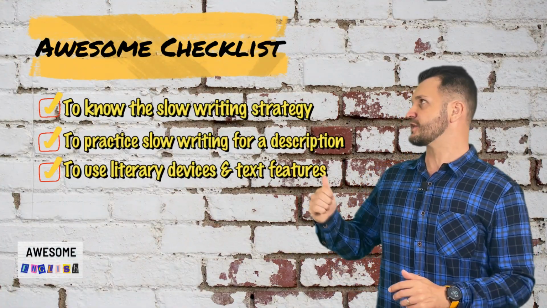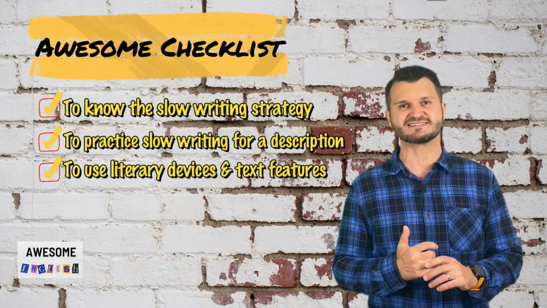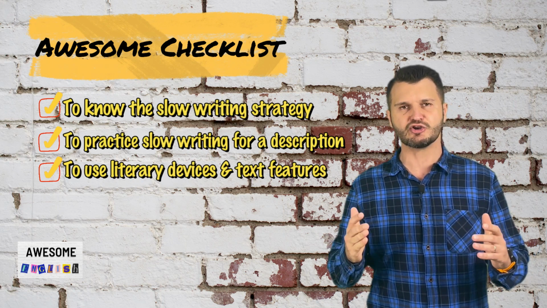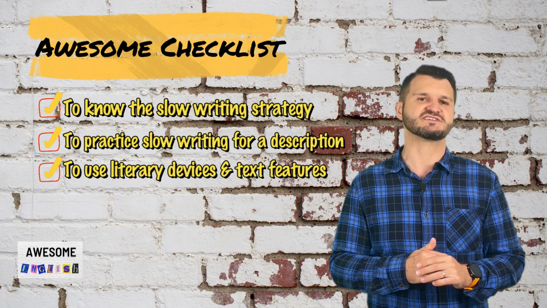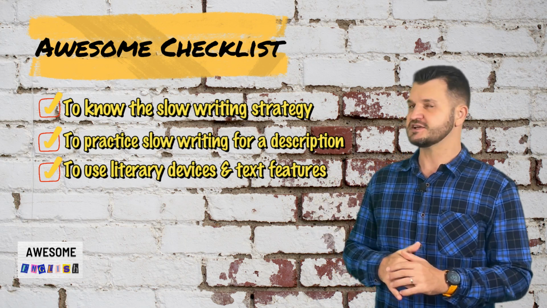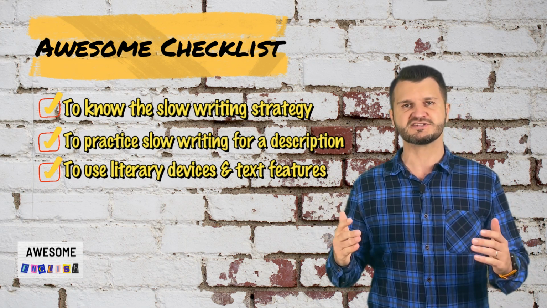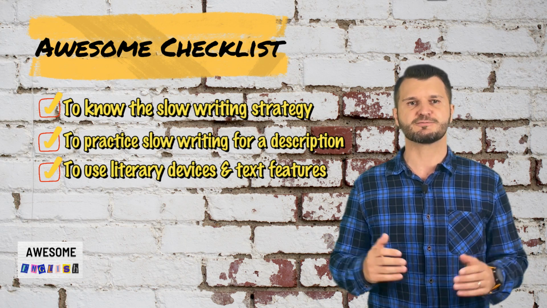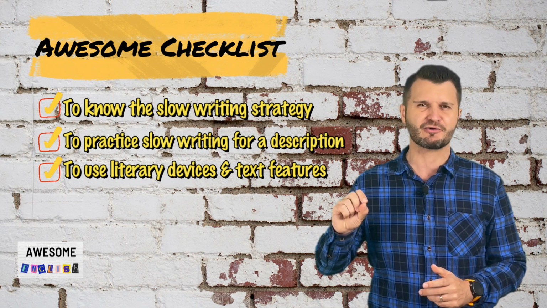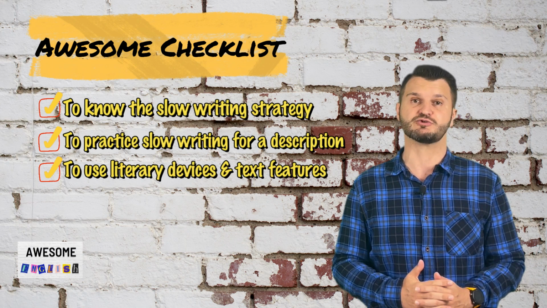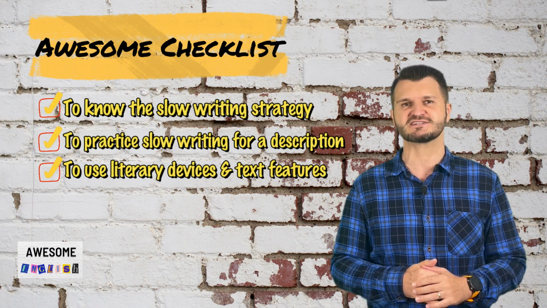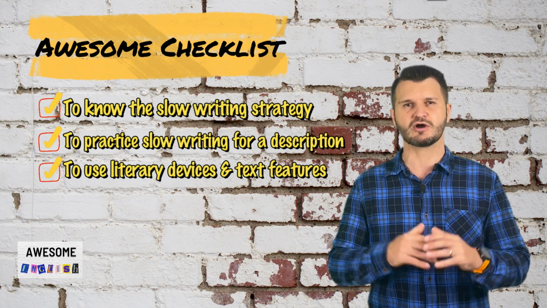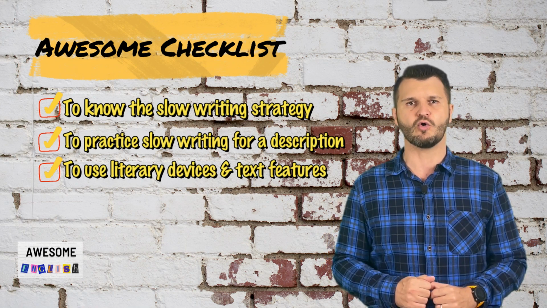Alright, let's check in on our awesome checklist for today's lesson. Now, these are the learning objectives we want to achieve. It's our roadmap to success. So the first one is to know the slow riding strategy. Then, to practice a slow riding paragraph for a setting description. And then finally, to use literary devices and text features to make your slow riding paragraph awesome.